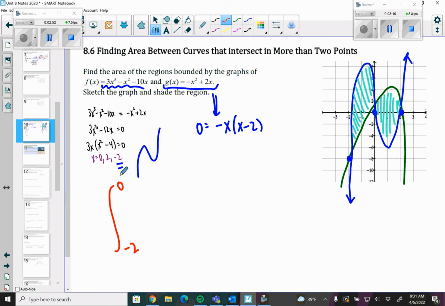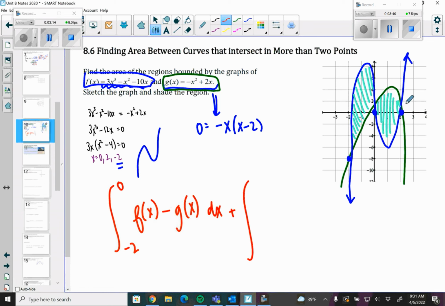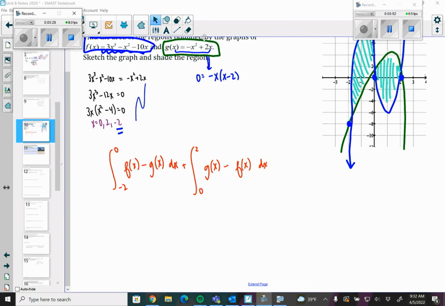The first is the integral from negative 2 to 0, where the blue function, or the cubic function, is the top function, and the green function, the parabola, is the bottom function. So the integral from negative 2 to 0 of our cubic function, f of x, minus our quadratic, g of x. And we're going to add to that our next integral. The integral, now with our new bounds, from 0 to 2 of, in this case, our parabola is the top function, and our cubic is the bottom function. So g of x minus f of x dx.